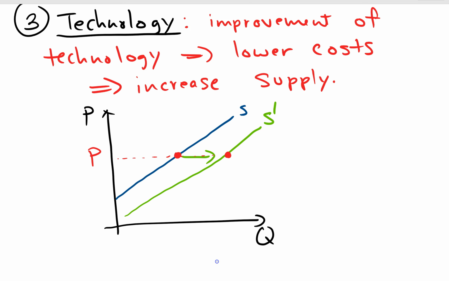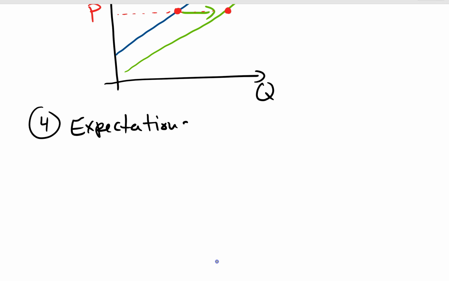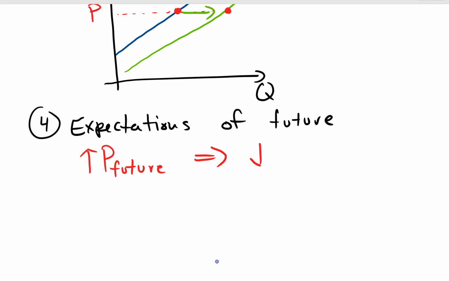Okay, one last final one, and then we'll wrap up this video. Could be expectations, right? So just like we had in demand, expectations of the future. So if they expect a higher price in the future, they may store it, right? So if we expect an increase in the price in the future, then they may decrease supply now. They're saving, they're storing it.